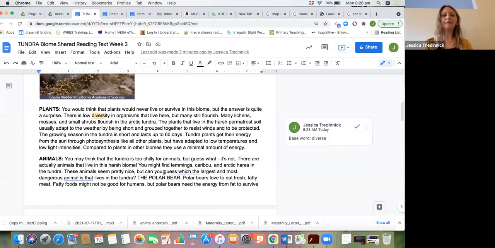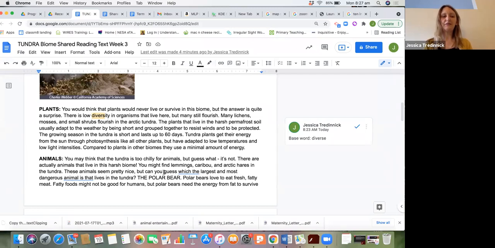Okay. The plants that live in the harsh permafrost soil usually adapt to the weather by being short and grouped together to resist winds and to be protected. The growing season in the tundra is short. So if I think growing season, it must be the season in which plants can actually grow and survive. So the growing season in the tundra is short and lasts up to 60 days. That's 2 months a year that they would actually grow.